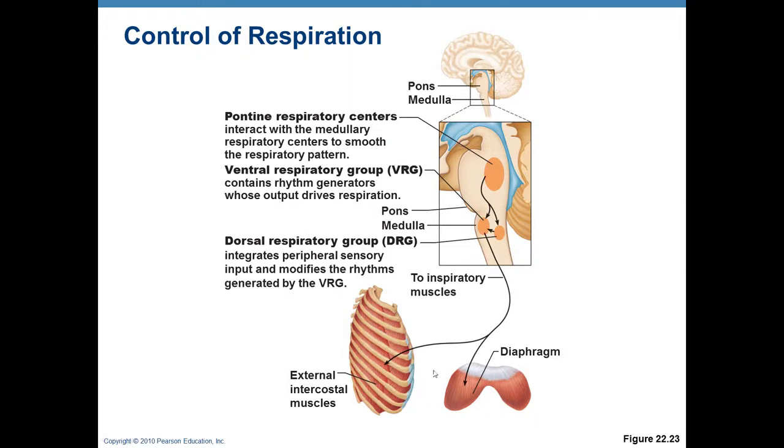Okay, so this diagram from your textbook is showing you the dorsal respiratory group where you have one little cluster of neurons, and then the ventral respiratory group where you have that other little cluster of neurons, and both of those are concerned with helping you control respiration. And then there's another respiratory center up here in the pons, called the pontine respiratory center, which interacts with these two centers. The neurons synapse between them, and this one helps smooth your breathing patterns.